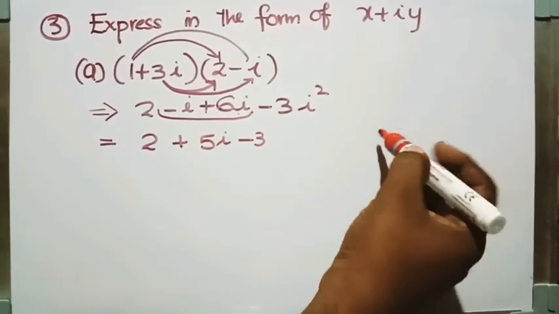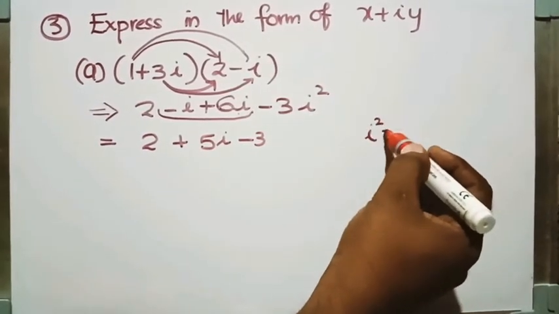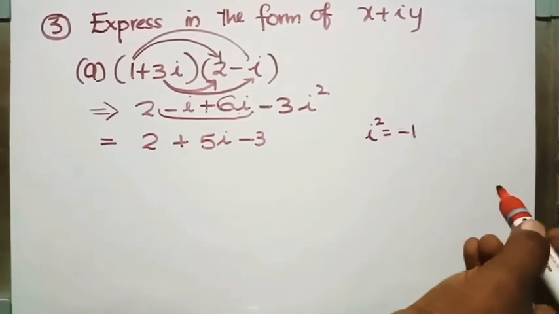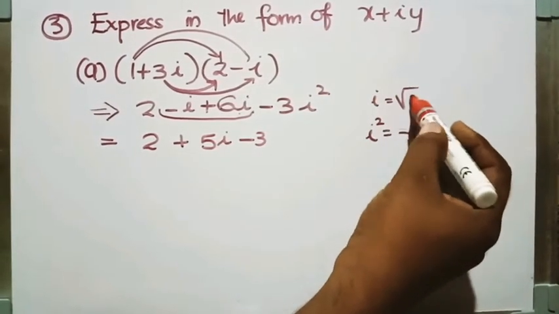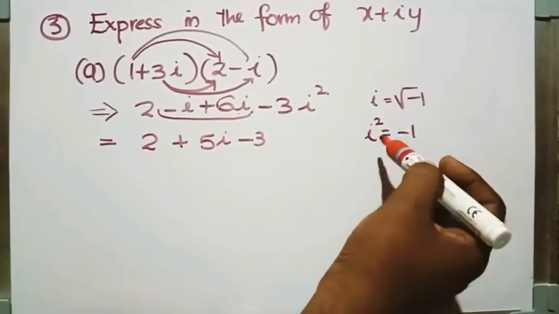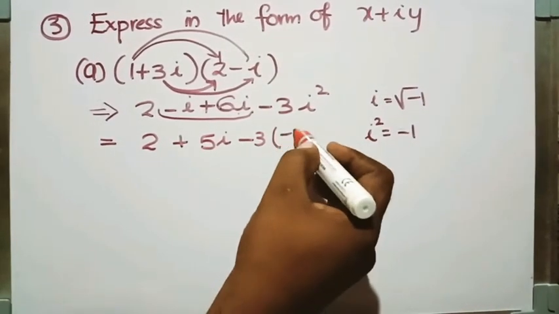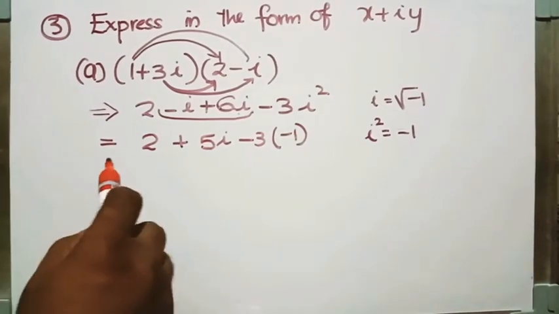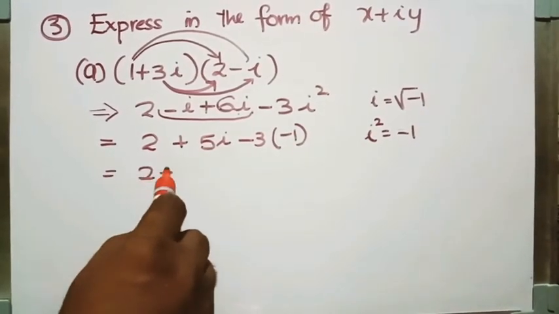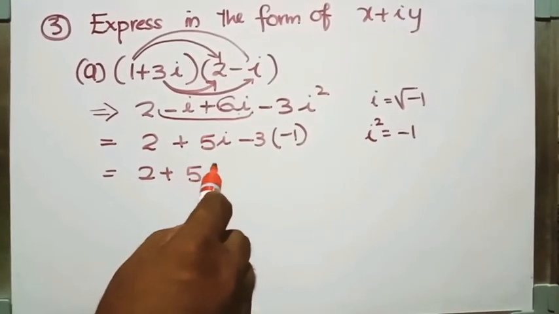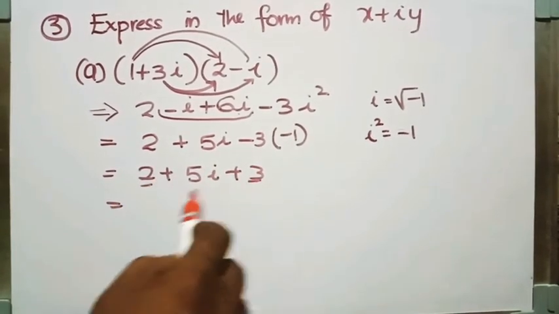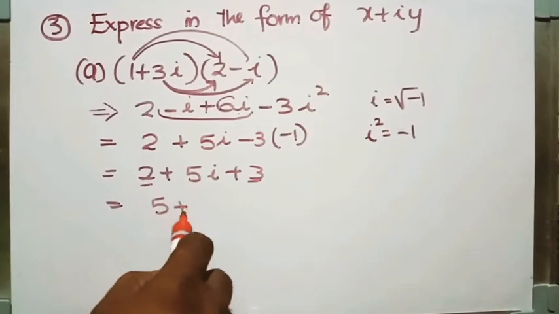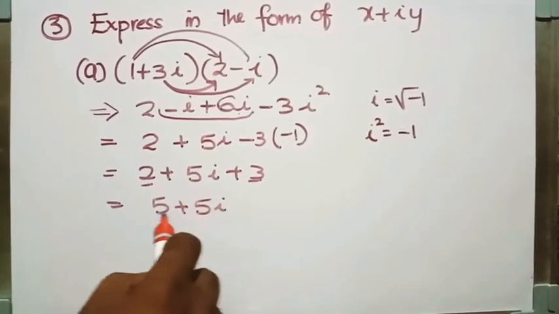And we know i squared is minus 1. This is a basic fact you have to remember, as i is root of minus 1 and i squared is minus 1. So we get the result as 2 plus 5i plus 3, or if we add 2 and 3 together, we get 5 plus 5i as the answer.